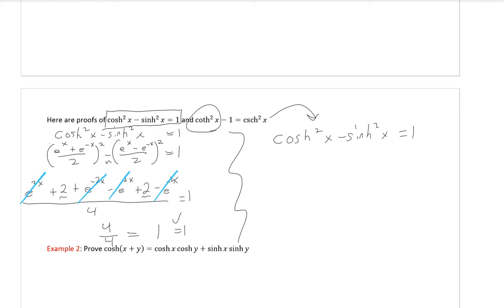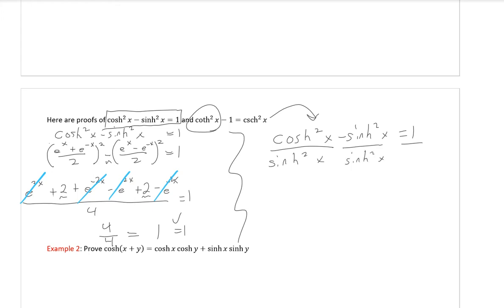Coth, which treats just like cotangent, is the same thing as cosh over sinh, or cosine over sine. So what I'm going to do is divide everything here by sinh squared.